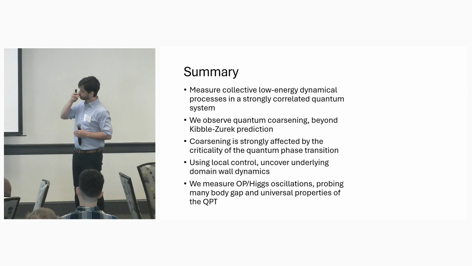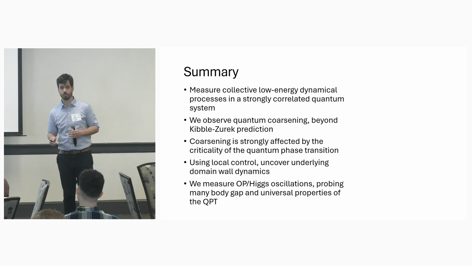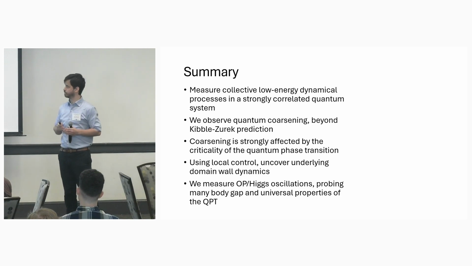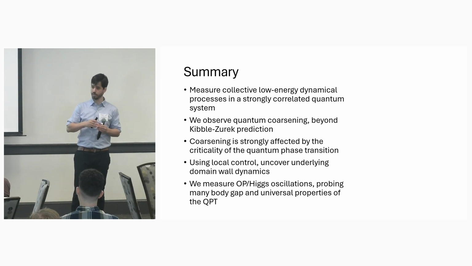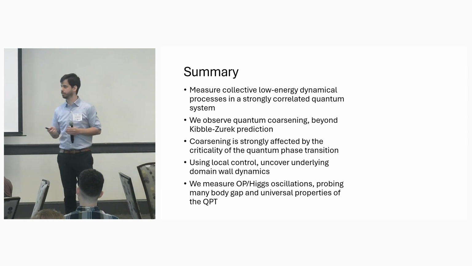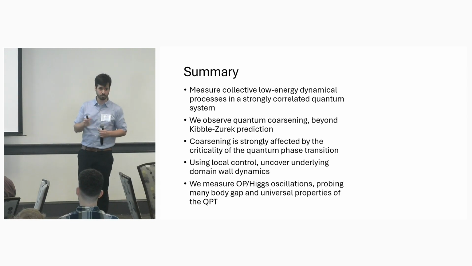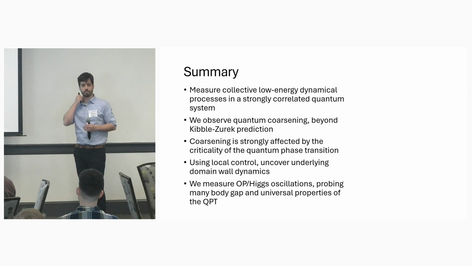So to summarize, we measured these collective low-energy dynamical processes in a strongly correlated quantum system. This system is really beyond mean field and strongly interacting, but we still managed to measure the very fundamental dynamics that happen as one crosses a quantum phase transition. And we observe this coarsening, this really obvious growth of the correlation length beyond what Kibble-Zurek would expect. We've seen that coarsening is strongly affected by the criticality of the quantum phase transition, so it speeds up as one goes near the quantum phase transition.